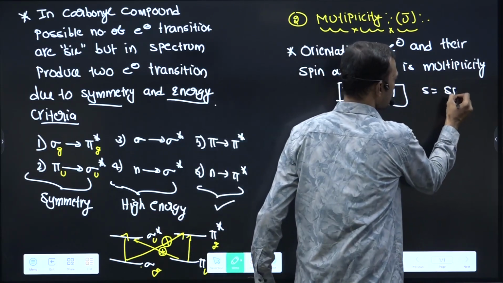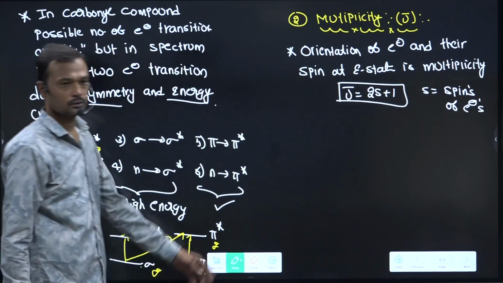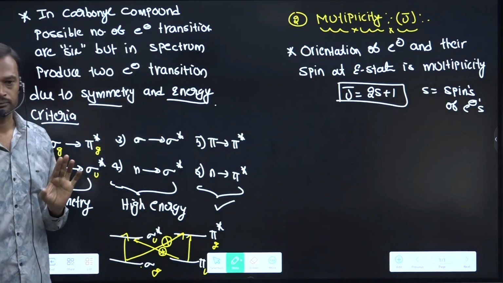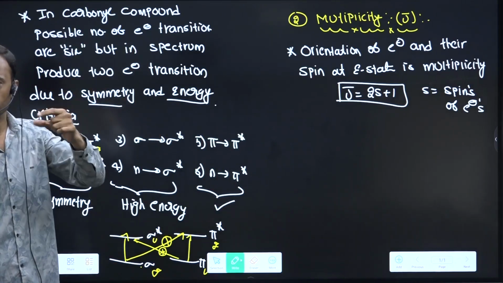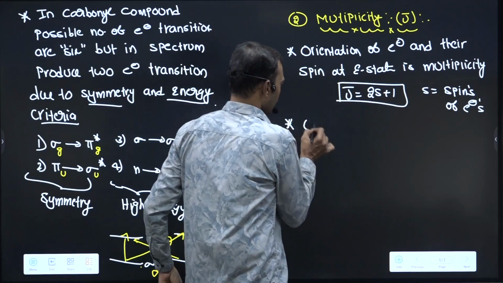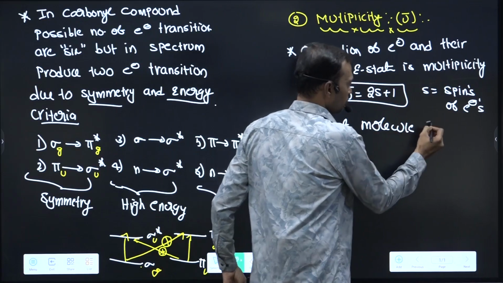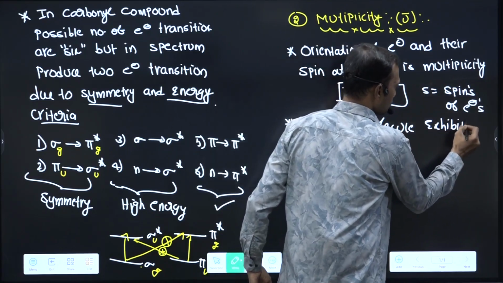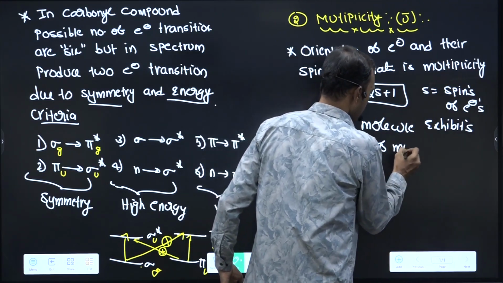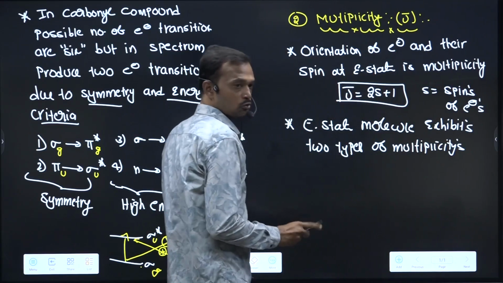S is equal to the spins of electrons. What is multiplicity? How the excited molecule's electrons are orienting, and what is the spin of those electrons. That is called multiplicity. Generally, if I take any excited state molecule, it exhibits two types of multiplicities.